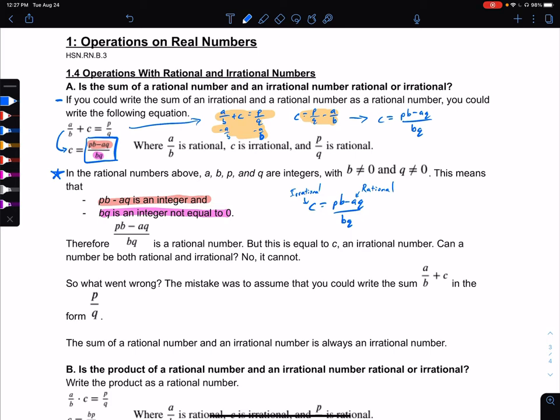So what went wrong? The mistake was to assume that you can write the sum A over B plus C in the form P over Q.